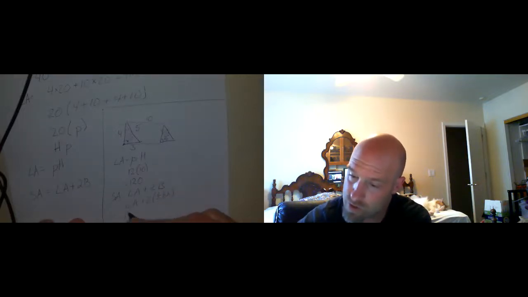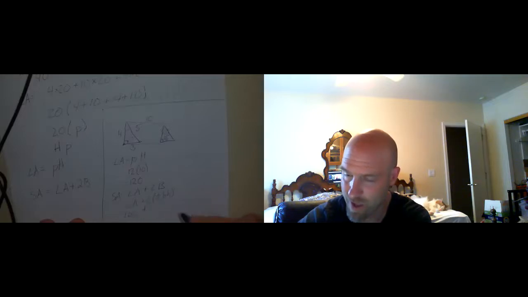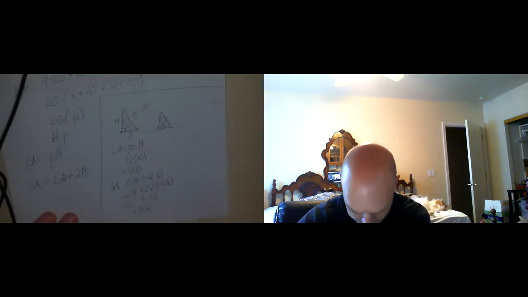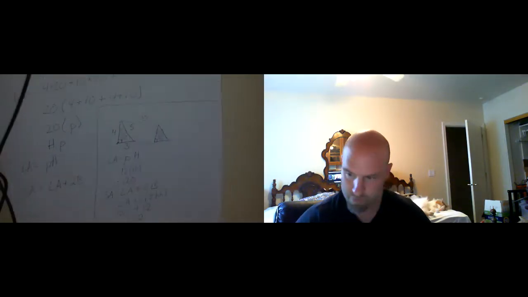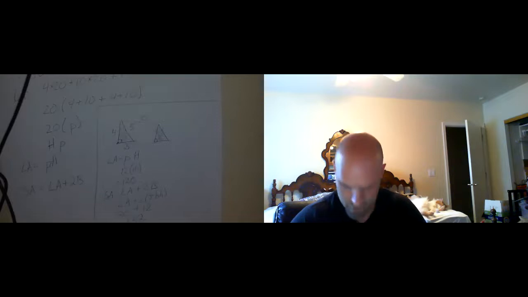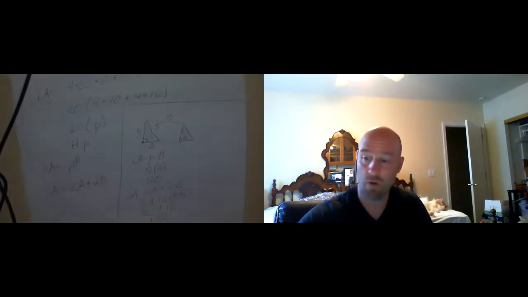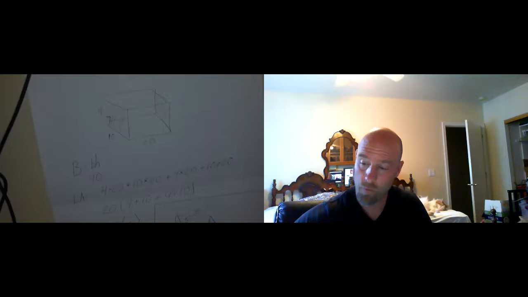So I've got 120 as my lateral area, plus 2 and 1/2 cancel out, and the base and the height are that 4 and that 3, plus 12. My surface area is 132. Okay. Again, we could do this for any type of prism. It does not have to be either a triangular or a rectangular.